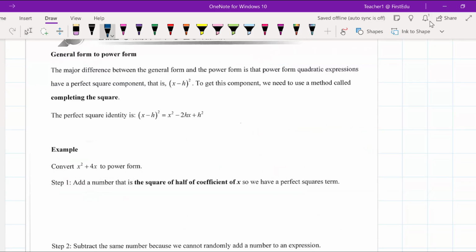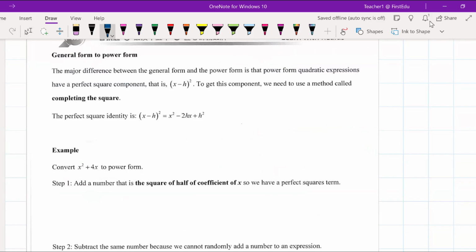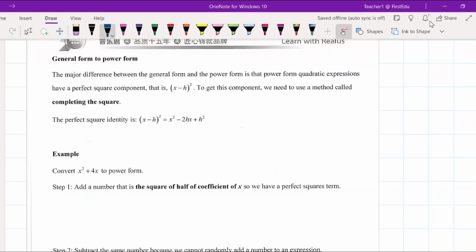Alright, next one, our old friends, completing the square. I remember this is the one that causes the most trouble because it's hard to understand. So we are going to go through it again. So general form to power form. Power form has a formula of y equals a(x minus h) to the power of 2 plus k. This should be on the first page of your booklet, summarized there. This is very important to memorize. You will need to use it across Year 9, 10, 11, and 12 probably.